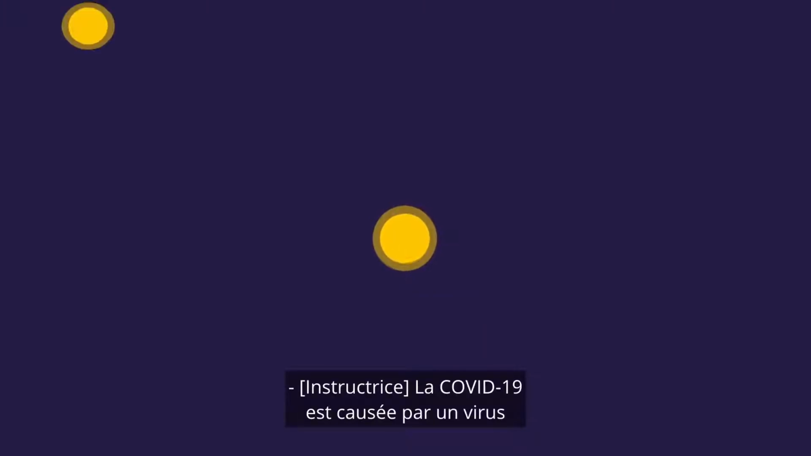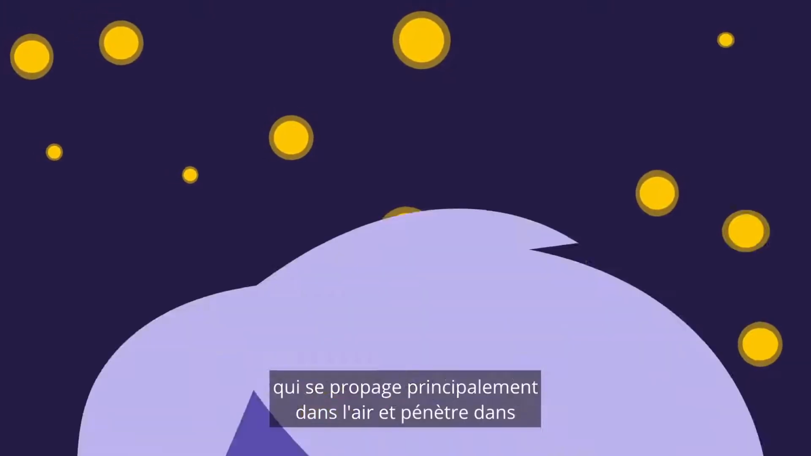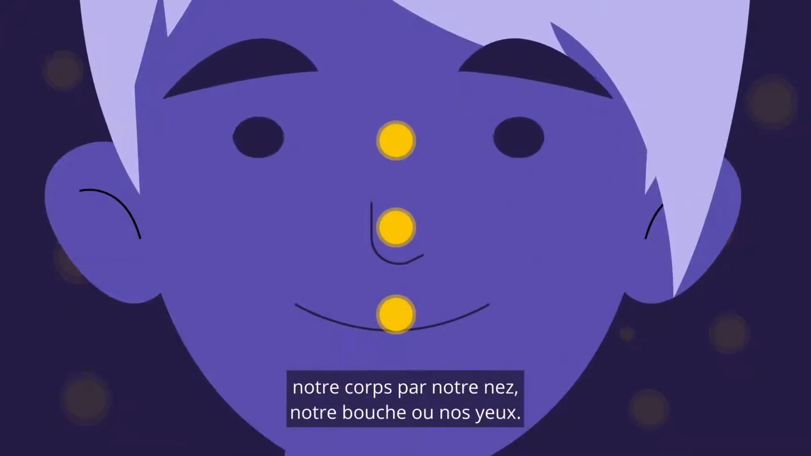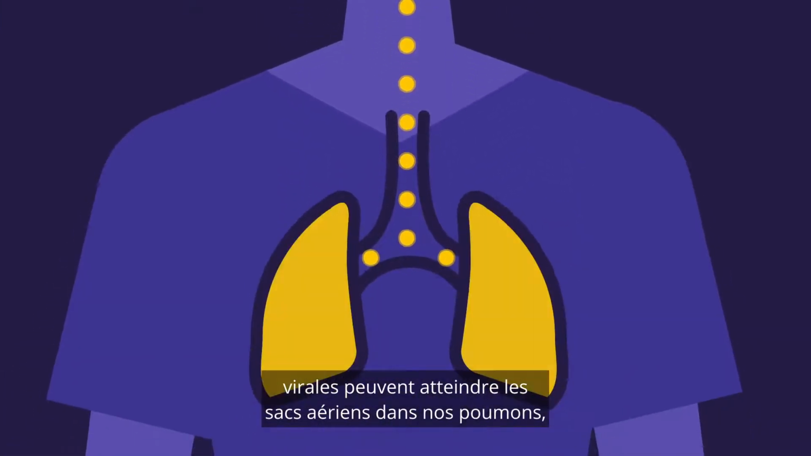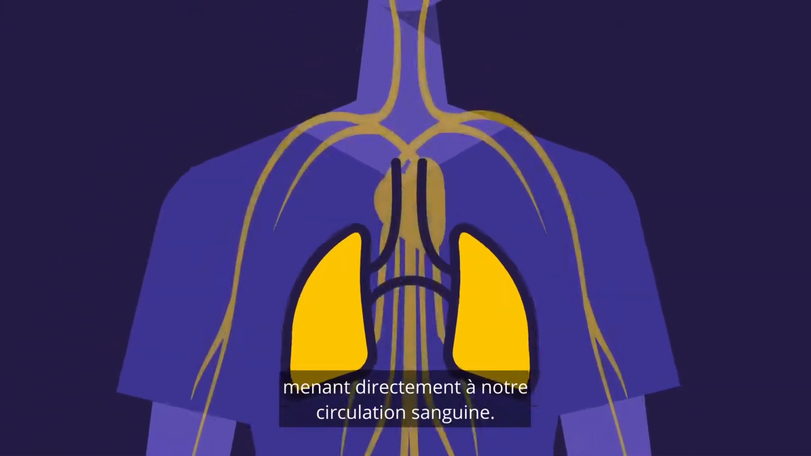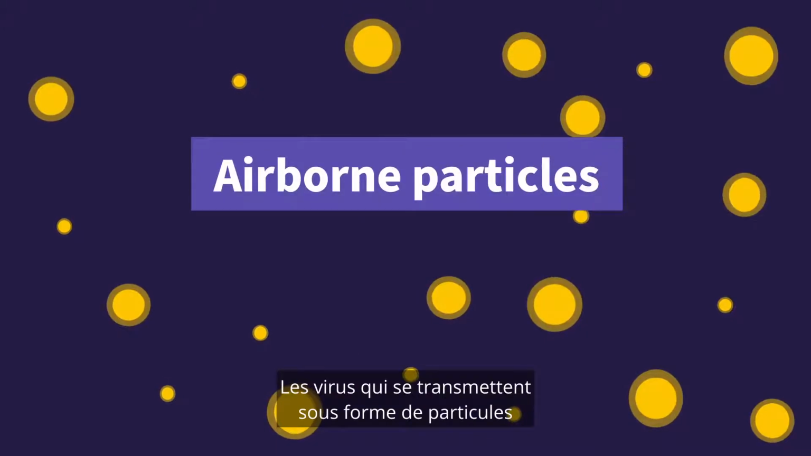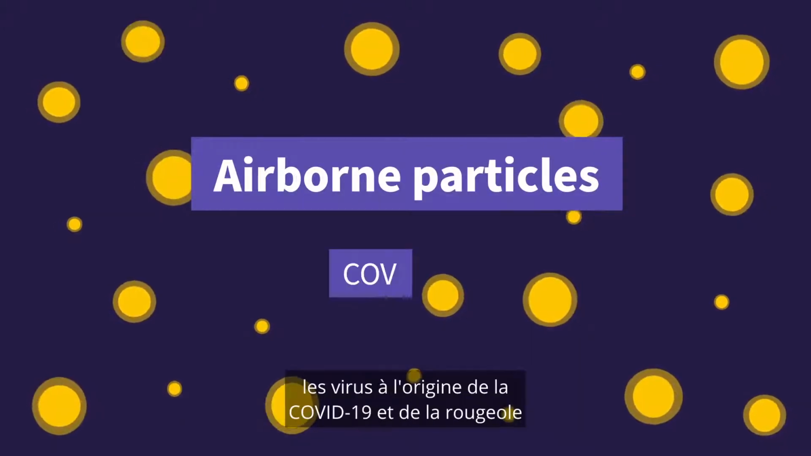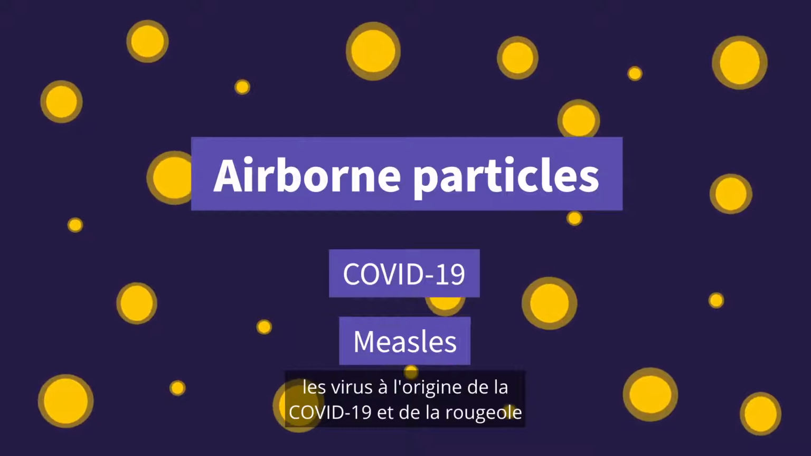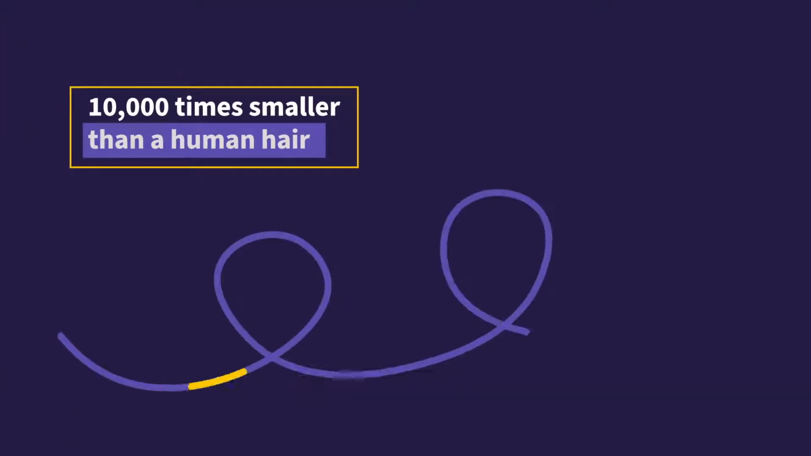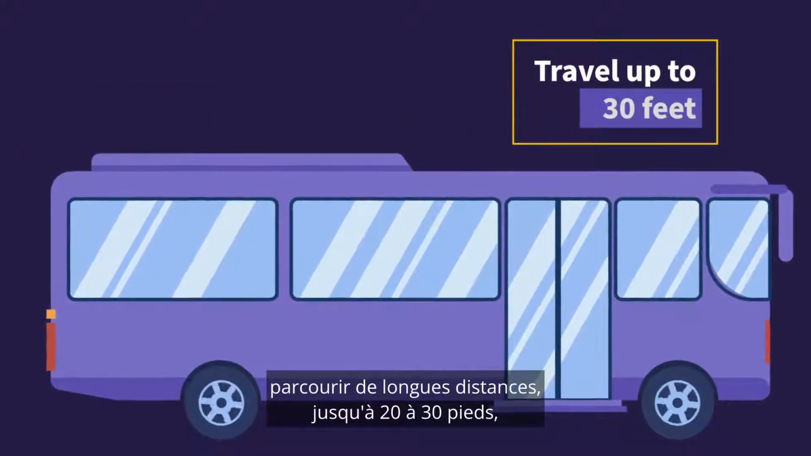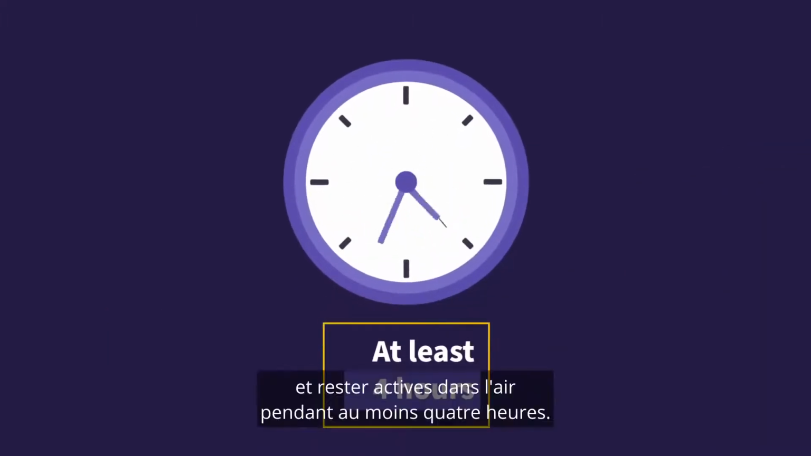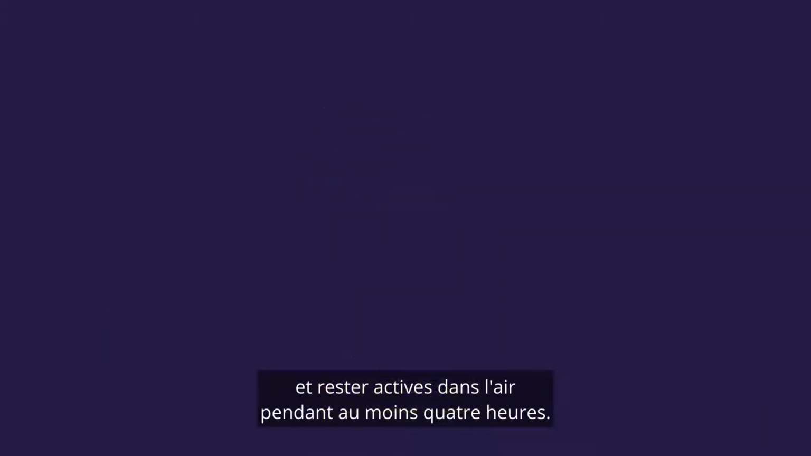COVID-19 is caused by a virus that spreads primarily through the air and enters our bodies through our nose, mouth, or eyes. When inhaled, the tiny viral particles can reach the air sacs in our lungs, directly leading to our bloodstream. Viruses that transmit as airborne particles, such as the viruses that cause COVID-19 and measles, pose a significant risk, as they can squeeze into small places, nearly 10,000 times smaller than a human hair, travel long distances, up to 20 to 30 feet, and stay active in the air for at least 4 hours.